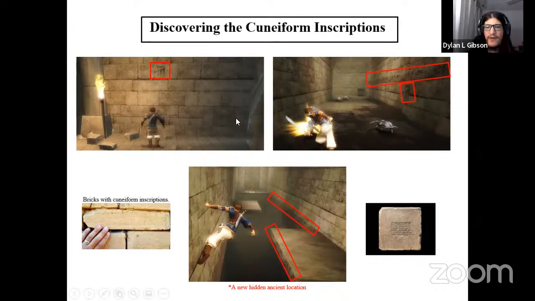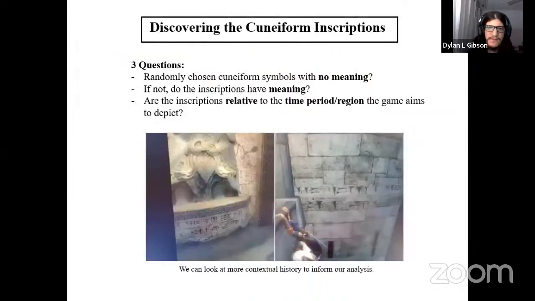But the more important thing that we're actually looking out for is, are these just randomly placed inscriptions, or do they point somewhere? Do they give you some information? So that's one of the questions. The one question is, are they random inscriptions, or do these inscriptions have meaning? And if they do have meaning, are they relevant to the time period?